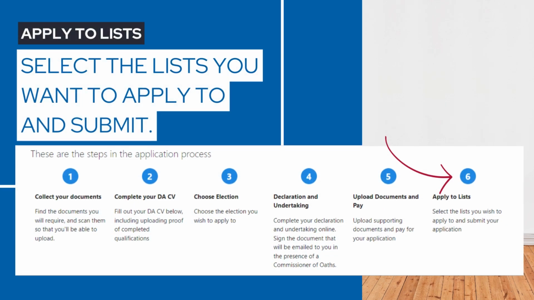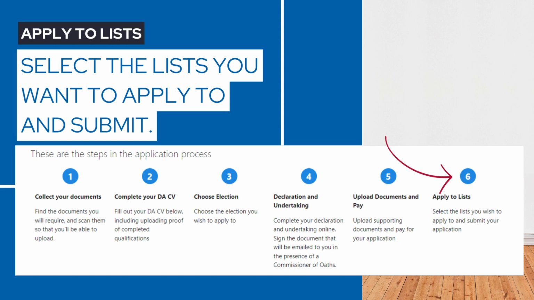Before you can apply to any lists, you must wait until your uploaded documents are verified. You can check back on your application to see whether verification has been done, or you will receive an SMS that confirms that you can now return. After receiving confirmation of verification, you can select the lists you want to apply to and submit your application.